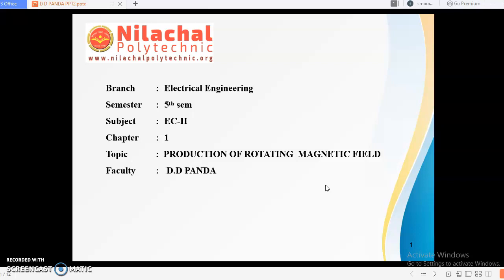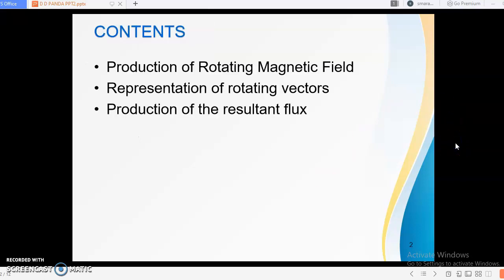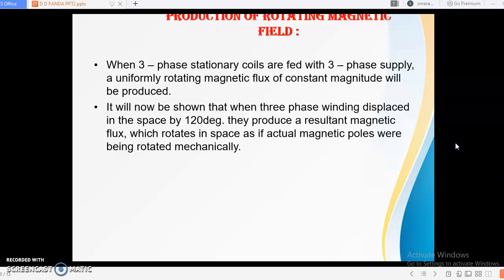So we are continuing with chapter 1 and today's topic for discussion is production of rotating magnetic field. You can see the contents. Today's contents are production of rotating magnetic field, representation of rotating vectors, and production of the resultant flux. So, starting with production of rotating magnetic field.